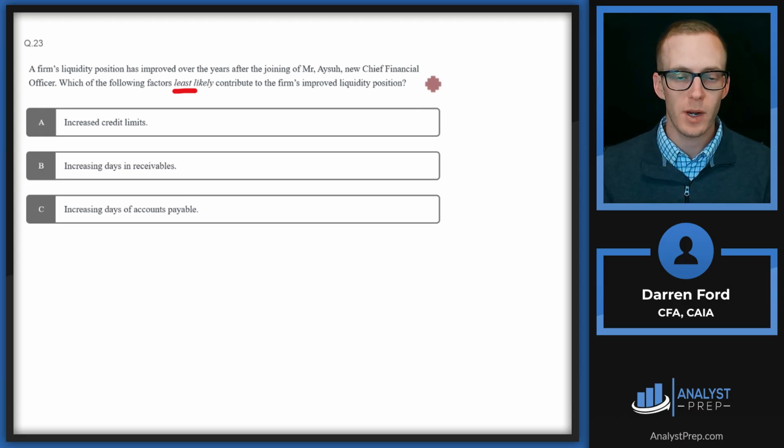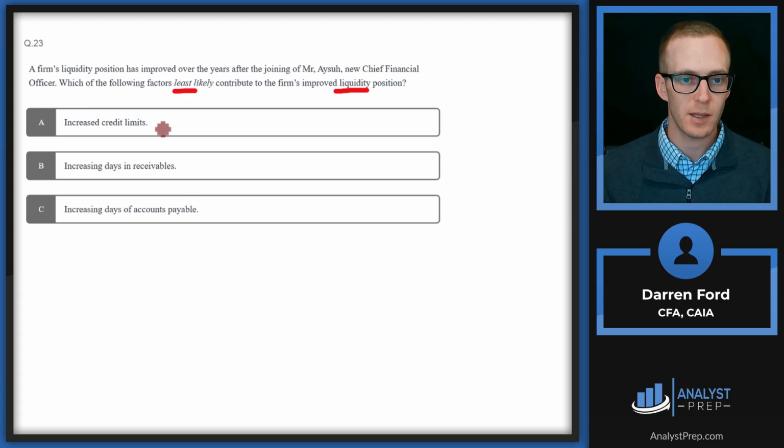So improved liquidity, meaning essentially, I think an easy way to think about this is easier access or more access to more cash. And so that could be in the form of credit lines, or that could be in the form of actual debt or actual cash or other current assets that can be brought into liquidity quickly. So 2 of these will contribute to improved liquidity and 1 will not, which is what we want to choose as our answer.